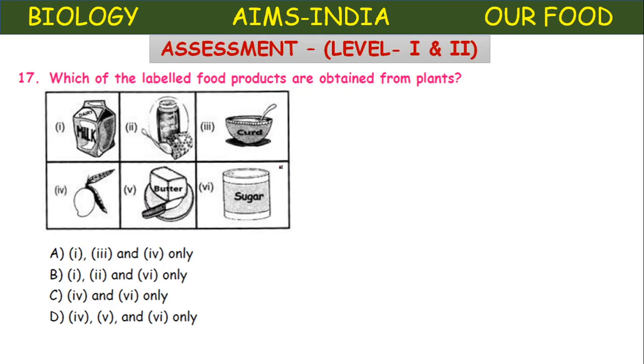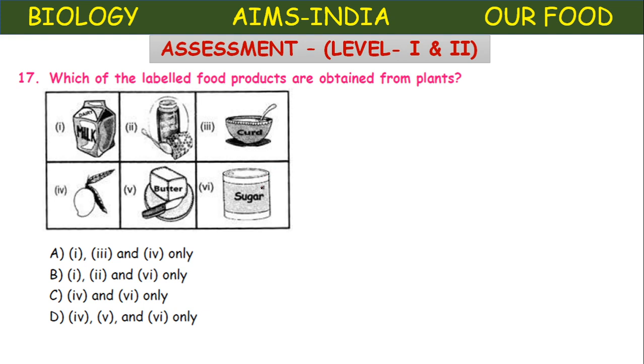Now go through the table. Which of the food products are obtained from plants? Here the table: dairy milk, butter, sugar, curd, cheese, and mango is given. So here, which of the labeled food products are obtained from plants?